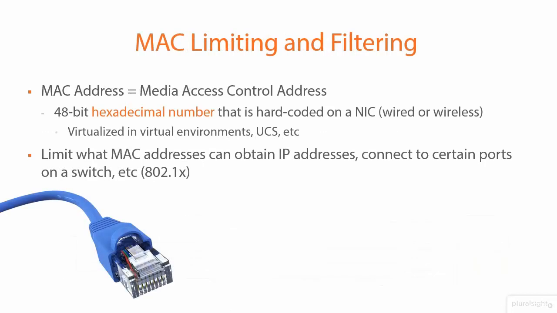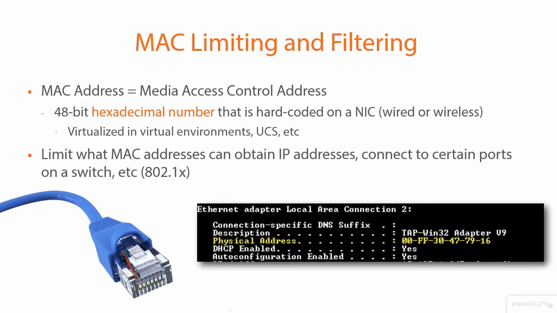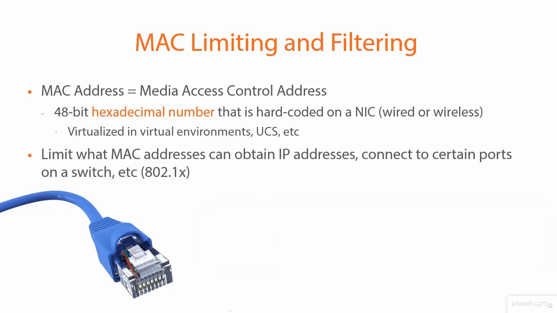All right, so MAC limiting and filtering. So as we know, a MAC address is a media access control address. So the MAC address, it's a 48-bit hexadecimal number, and that number is hard-coded onto the NIC or the network interface card, whether it's wired or wireless. All right, so those things are virtualized in virtual environments. Cisco UCS chassis and so forth, those MAC numbers can be spoofed, so to speak, or virtualized, so you can change them on the fly if necessary.